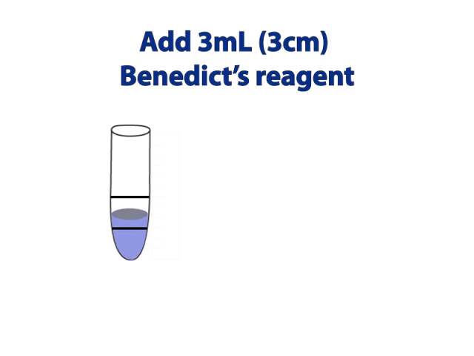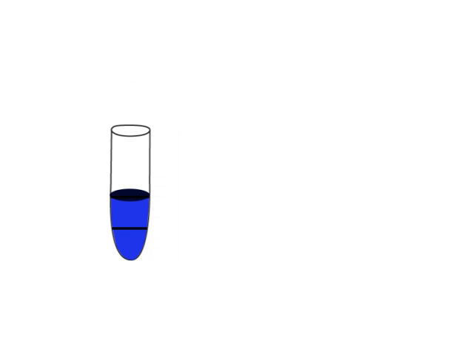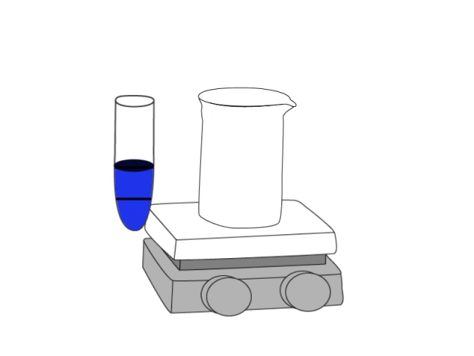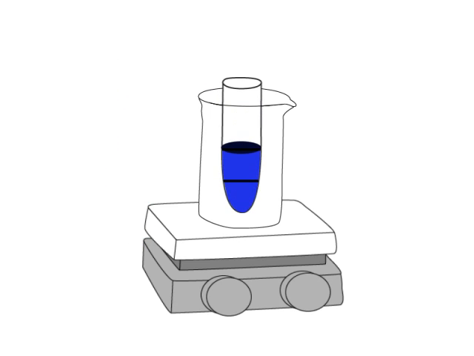The solution should now be blue because the Benedict's reagent is blue. Shake to mix. Place the test tube into a hot water bath you started at the beginning of the experiment. The heat catalyzes the reaction. If reducing sugars are present in the test solution, there will be a color change. The color the solution turns depends on the concentration of reducing sugars in the test solution.